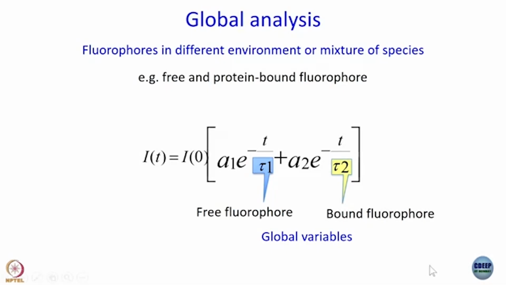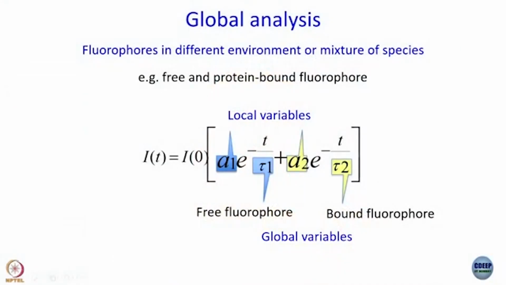When you do not have any protein, then there should be no tau 2, actually it should be a single exponential decay. Then the amplitude A1 should be 1, A2 should be 0. And suppose you have a situation where all fluorophores are bound to the protein, then A2 should be 1, A1 should be 0, once again single exponential. In any intermediate situation, what will happen? A1 will be something between 1 and 0, A2 will be something between 0 and 1, okay. And as you increase the concentration of the protein, A1 will go from 1 to 0, A2 will go from 0 to 1, okay. So, A1 and A2, the amplitudes, these are called local variables.